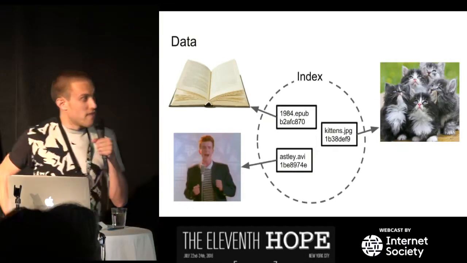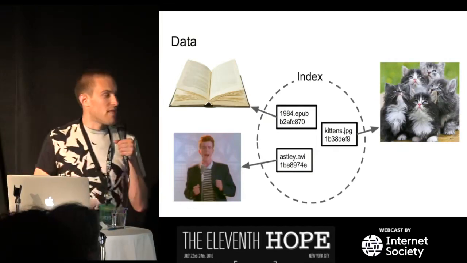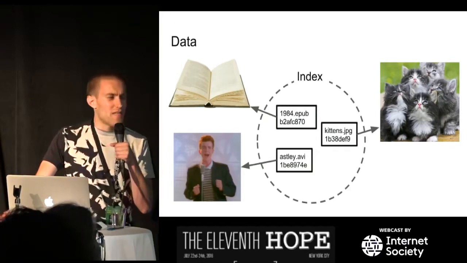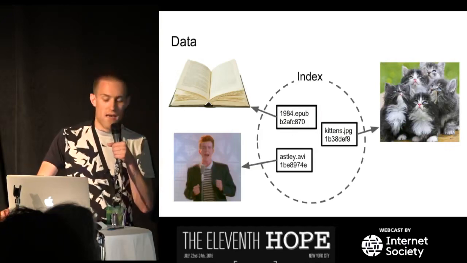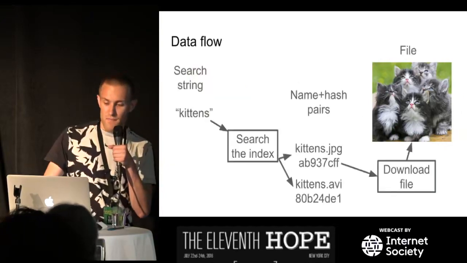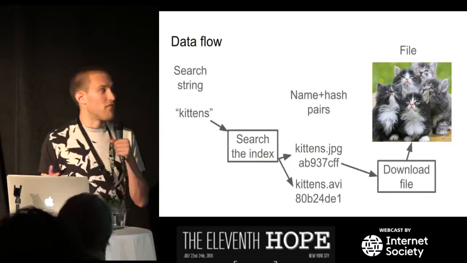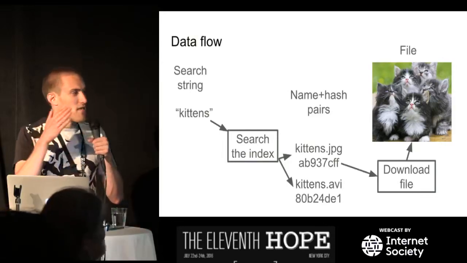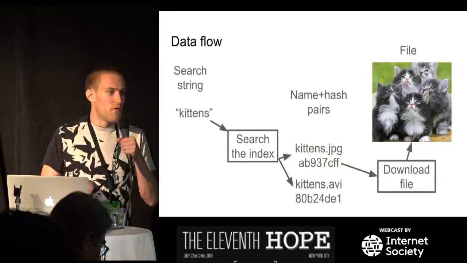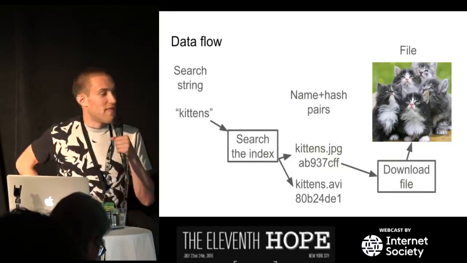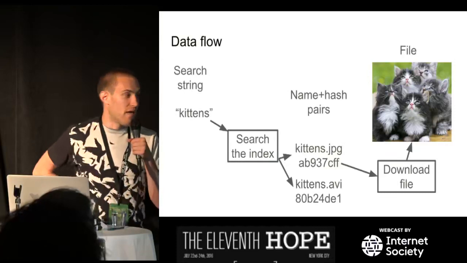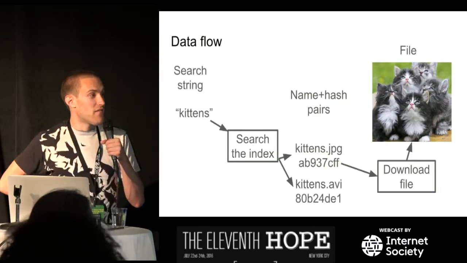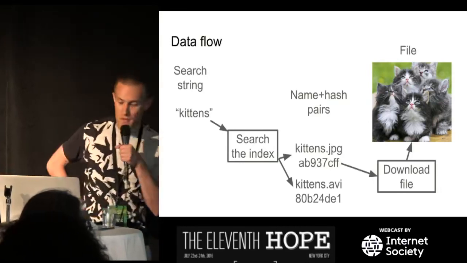So one thing to note is every participant in the network is going to keep a copy of the entire index, but you don't need to download every file. You only download the files that you're interested in. So the way the data is going to flow here, you type in a search string, say kittens, and you search your index. You do that locally on your computer, and that will give you a list of name and hash pairs. And then given one of those hash pairs, that identifies a file that you can then download from the network.